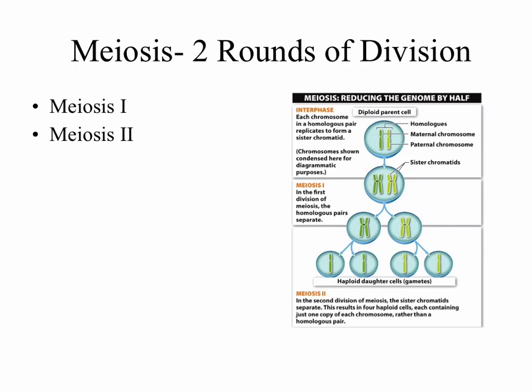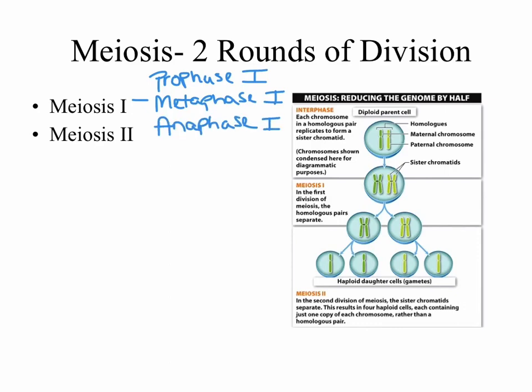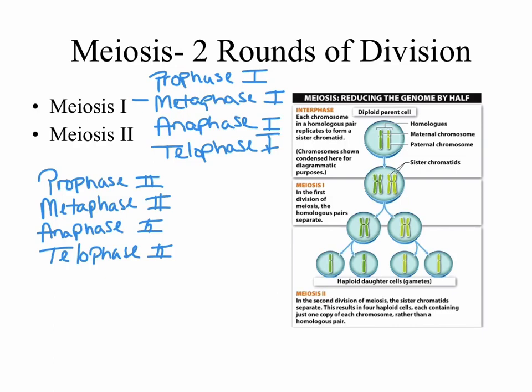Meiosis has two rounds of cell division, Meiosis I and Meiosis II. The steps of meiosis are very similar to those of mitosis. We will differentiate between the different steps by using numbers. So during meiosis I, all the phases or steps will have a 1 behind them. So for example, prophase I, metaphase I, anaphase I, telophase I. During meiosis II, all the steps will have a 2 after them. Prophase II, metaphase II, anaphase II, telophase II.